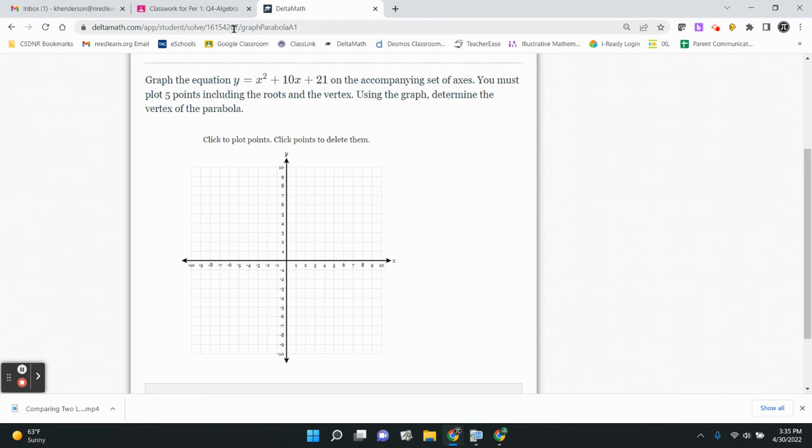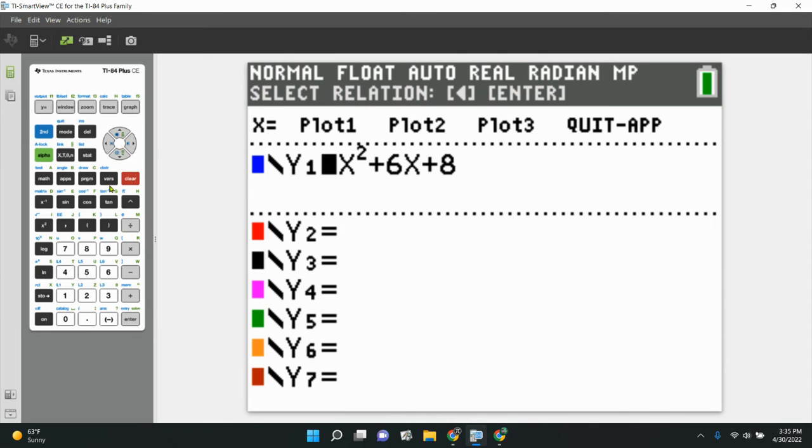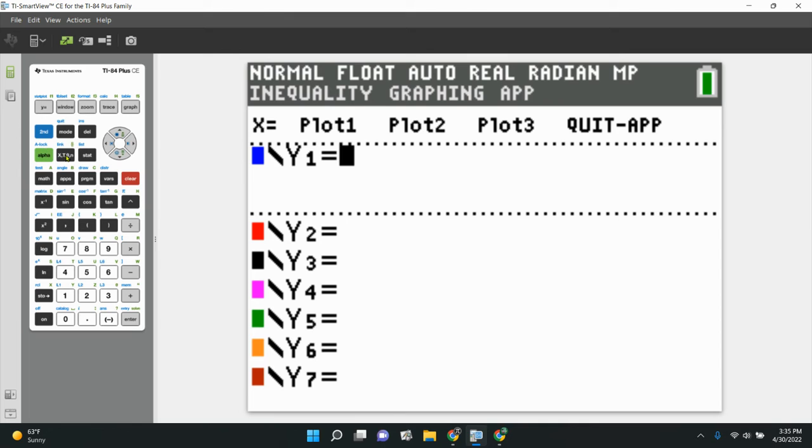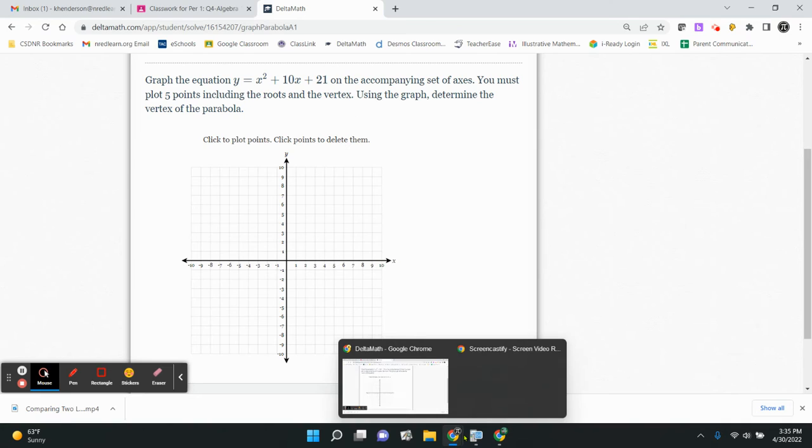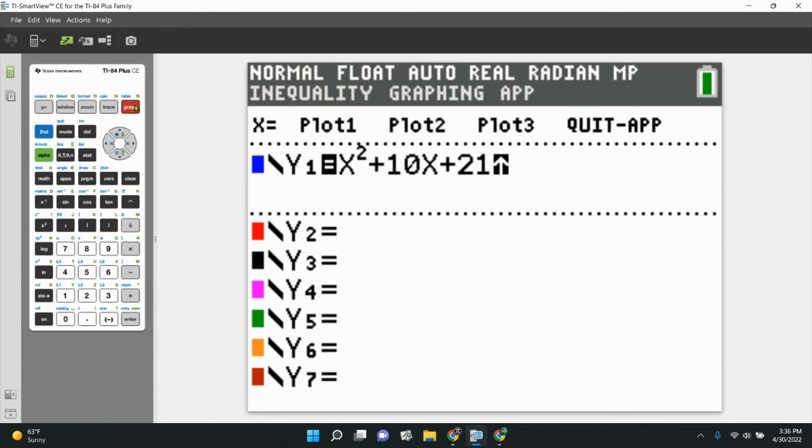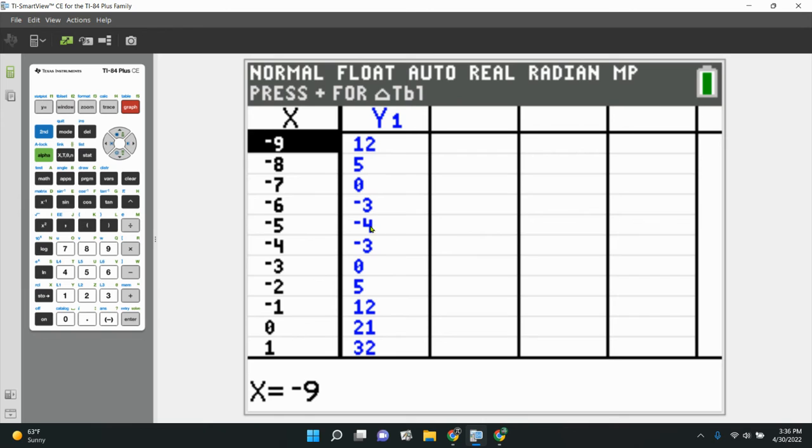X squared plus 10x plus 21. Oops, I'm not even typing. Why didn't you tell me? X squared plus 10x plus 21, is that it? Yes. Table. Okay, so here's the vertex, right?